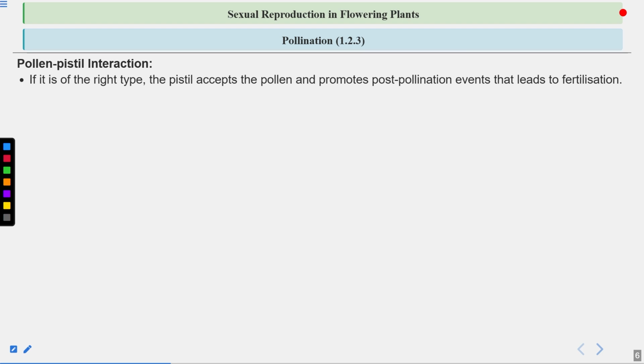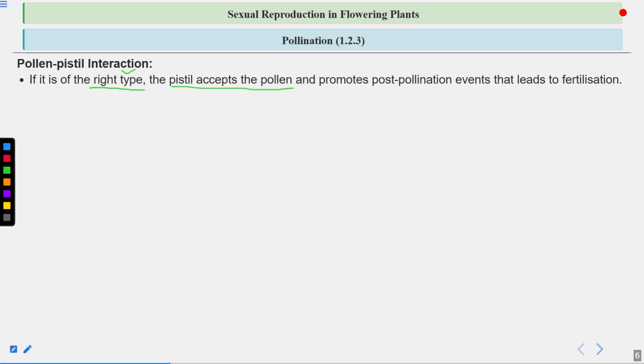Now, if it is the right type, the pistil accepts the pollen and promotes post-pollination events that lead to fertilization. So if the pollen is of the right type, then the pistil accepts the pollen. The pistil will allow the pollen to swell up, to germinate, to put out the pollen tube, to penetrate the stigma tissue, to penetrate the style tissue, to penetrate the ovule and lead its way to the embryo sac.